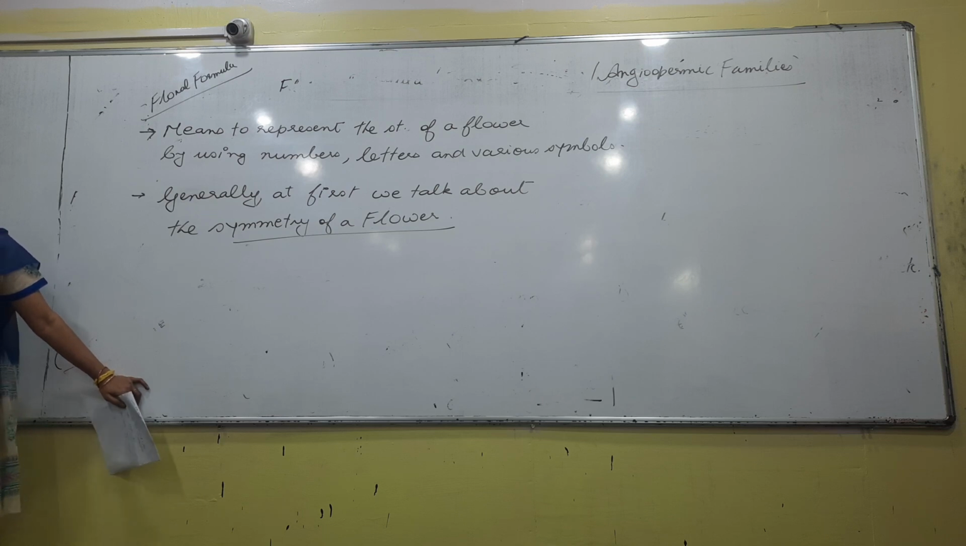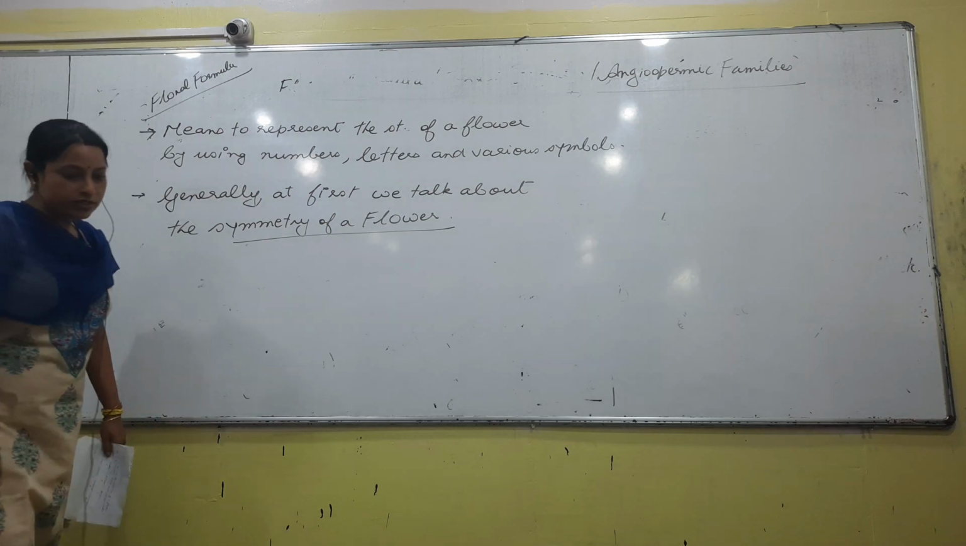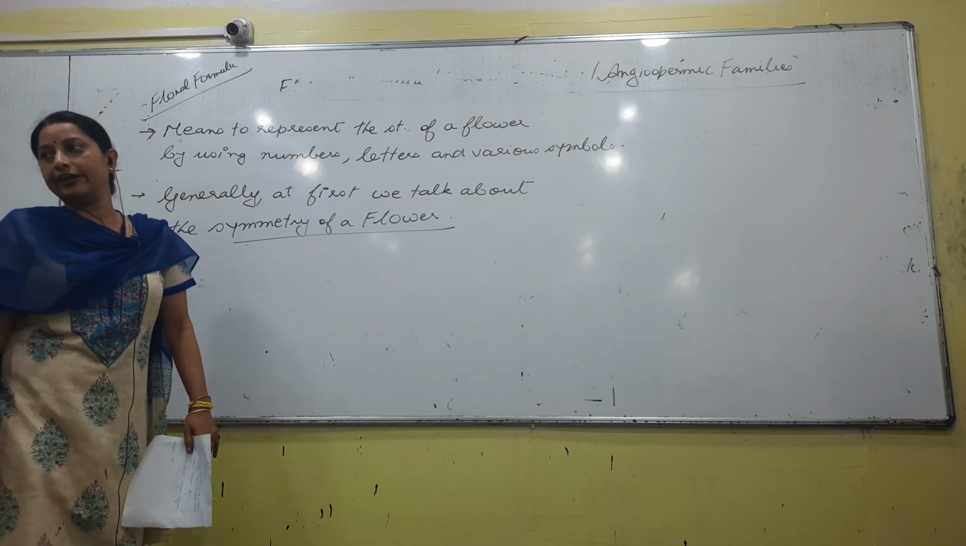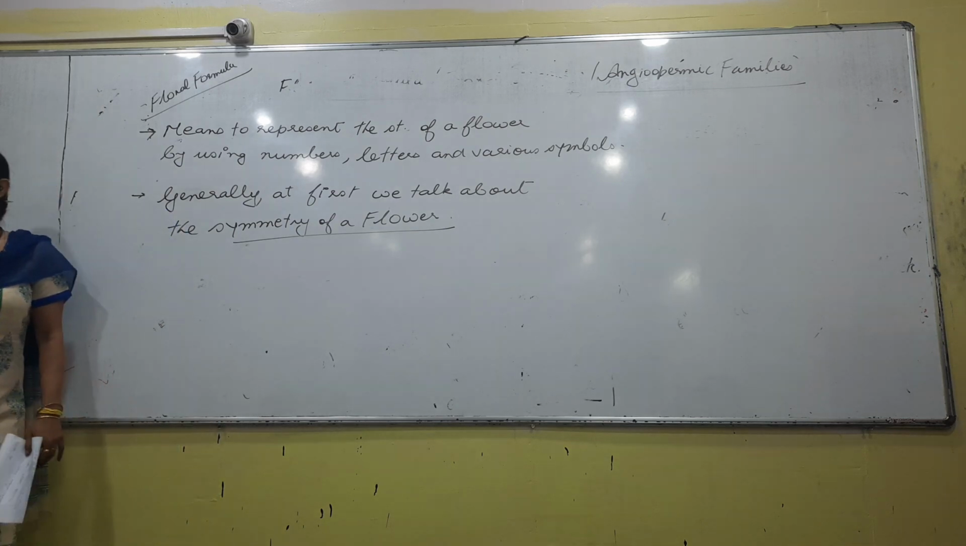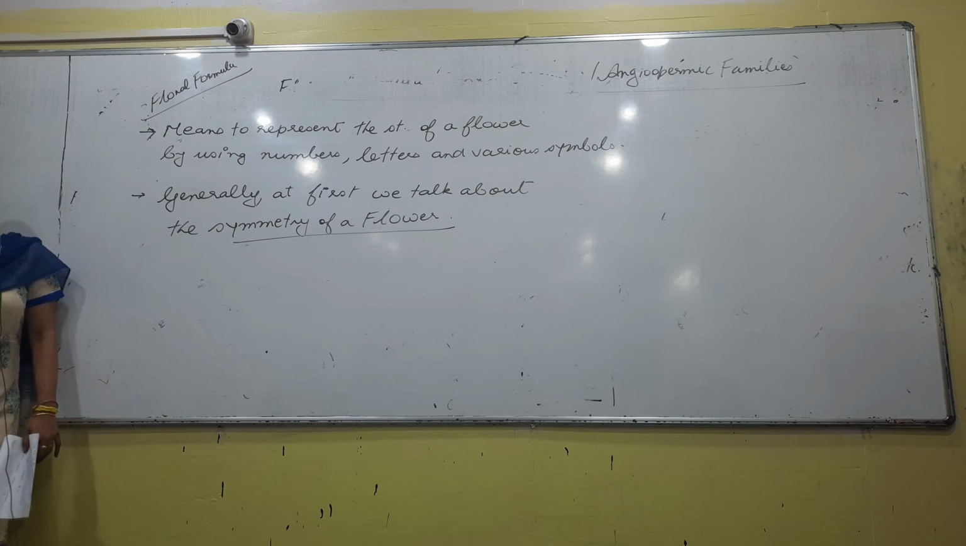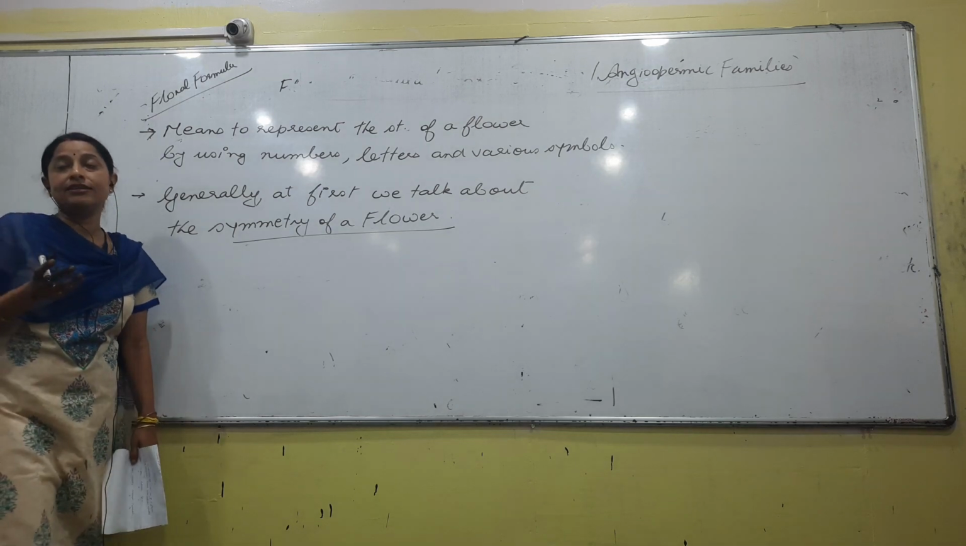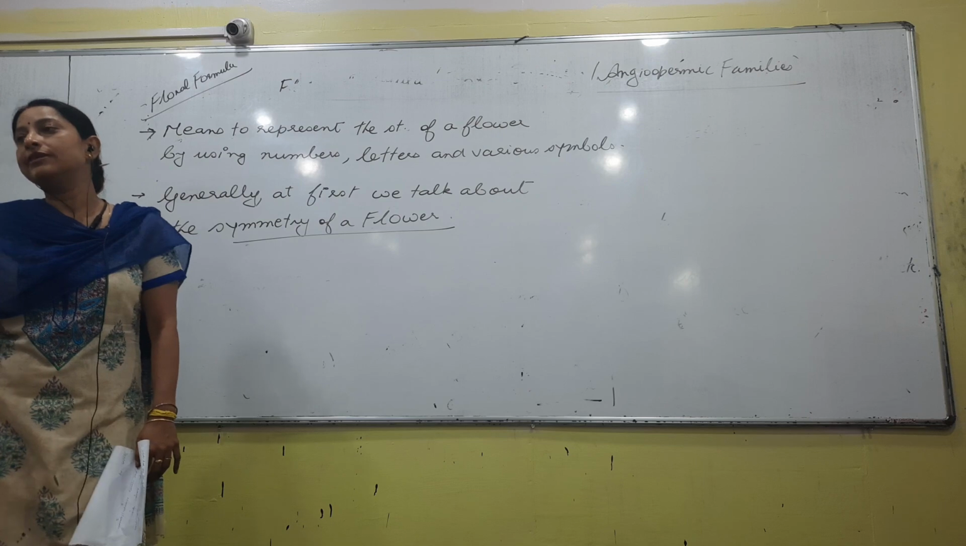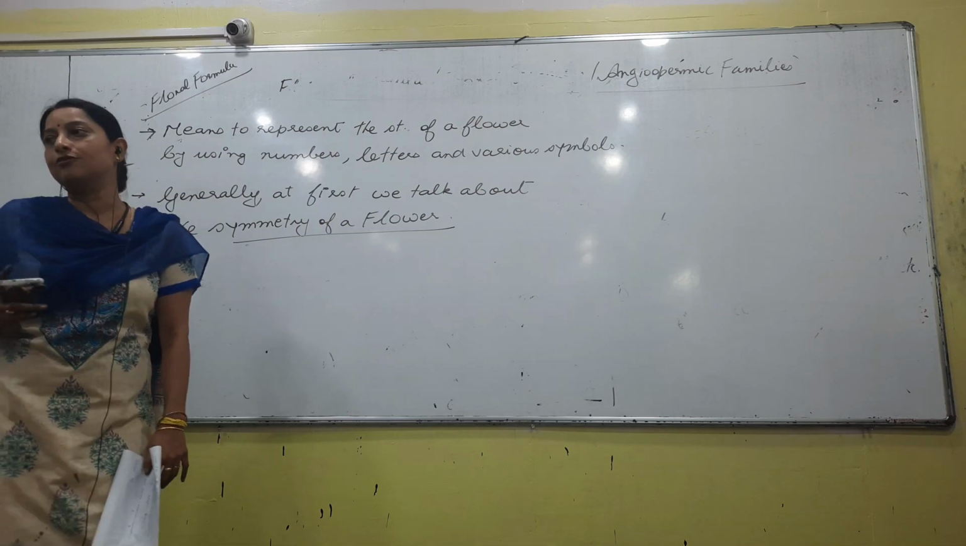What was symmetry? Remember the words actinomorphic and zygomorphic, right? So that is what is called symmetry. If you are representing a flower in the form of a formula, symmetry is also something that you need to write down, so that looking at the symbolic expression, we understand that the flower is an example of actinomorphic or zygomorphic.